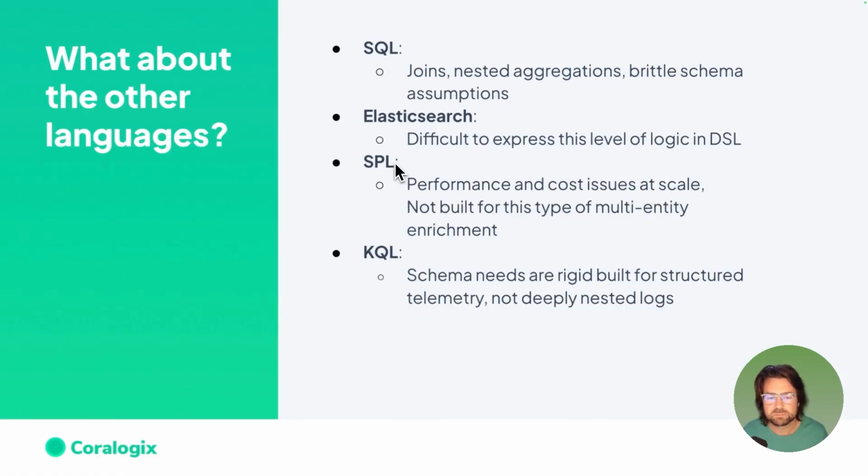So what about the other languages? Beyond SQL, there are other players, but each have critical limitations when it comes to observability scale analytics. Elasticsearch is deeply nested in JSON, painful to debug. SPL is heavy syntax, expensive at scale, not designed for multi-entity enrichment. KQL is great inside Azure, yes, but it's very rigid and verbose, a bit like Azure, and struggles with nested logs. SQL, as we've seen, is schema-bound, brittle with joins and dynamic structures. Now, don't get me wrong, these tools do search very well, but they weren't built to dynamically reshape data at single query time or span business and system domains in a single pipeline.